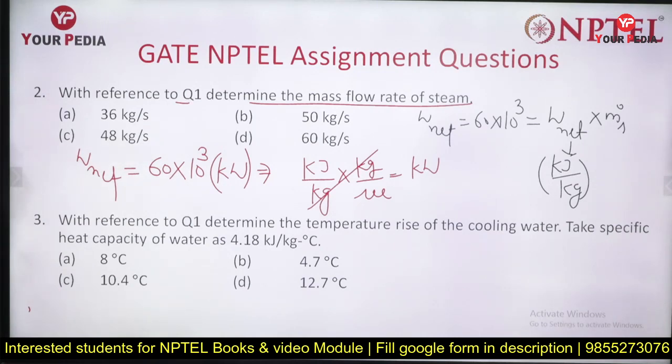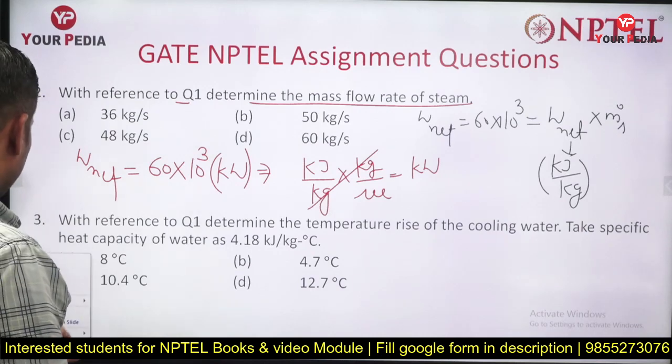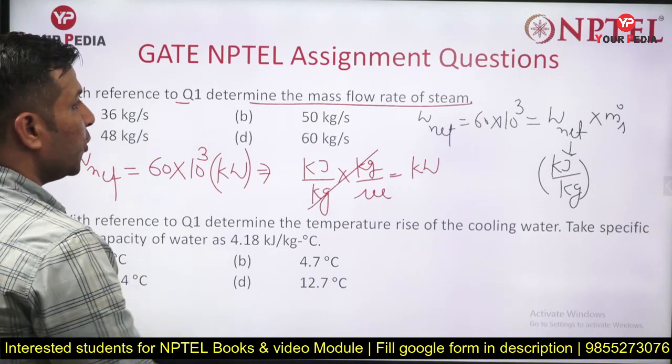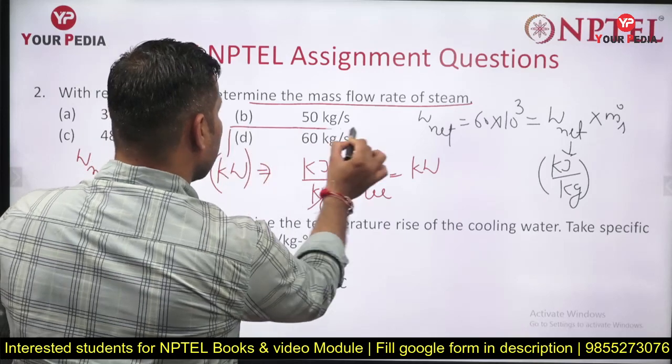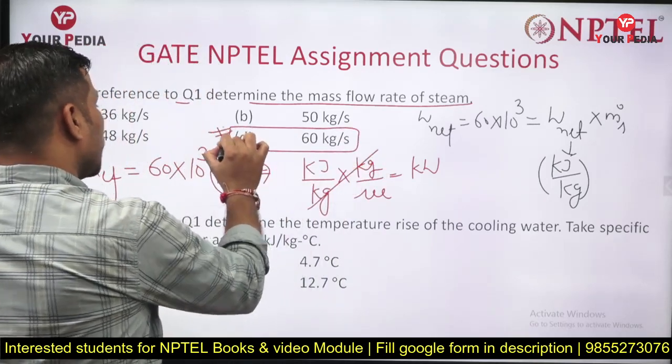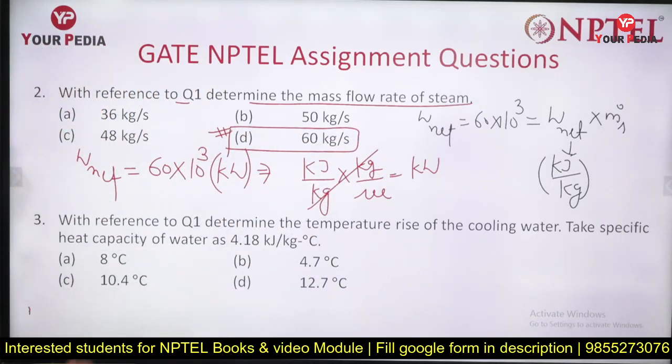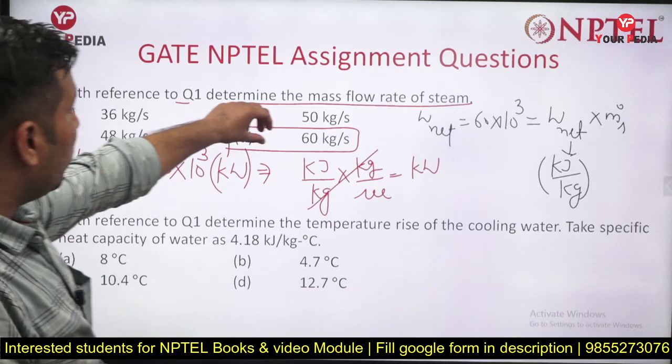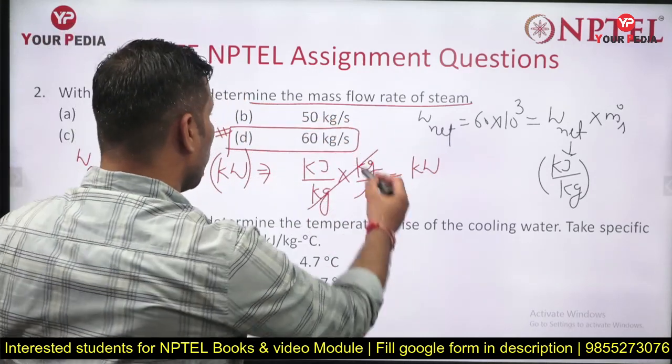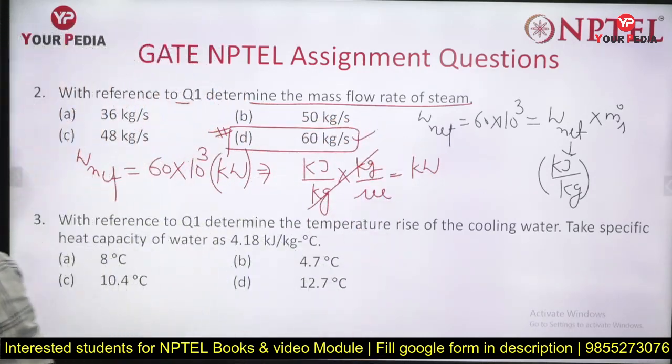Okay, so if you solve using the data which we evaluated, you will get the mass of steam close to 60, guys. So if you are getting an answer very close to 60, you can go with this. Actually the answer will come out 60.195 kg per second, but we can go with this D, very close to 60. So D is the correct answer for this question.